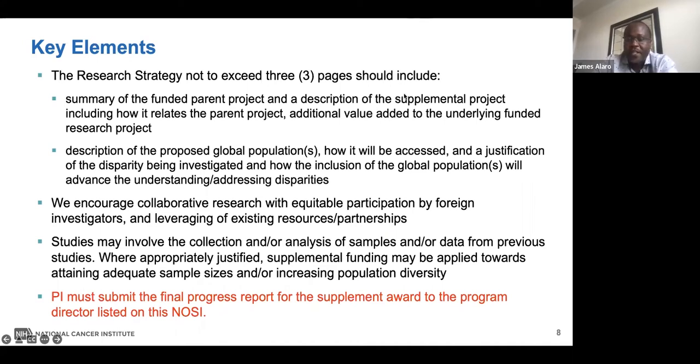Again, we are Center for Global Health, so we encourage collaborations, but not just encouraging collaborations. We really want to see equitable participation by your foreign collaborators, particularly, like I said, leveraging the existing resources. Again, this is a small grant project. It's only 200,000 total budget. So if you have existing resources or partnership, I think you're probably set to do well.